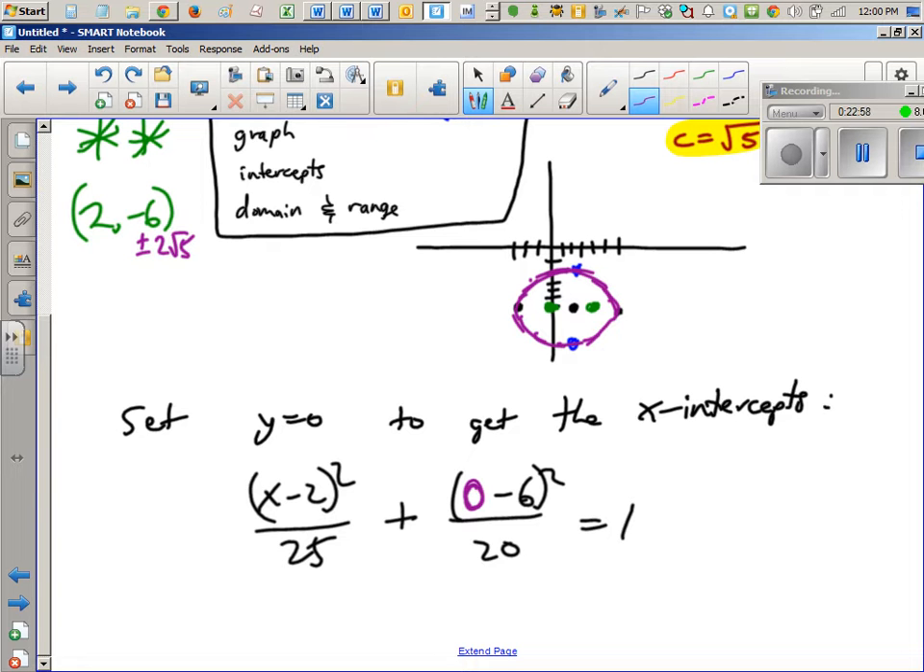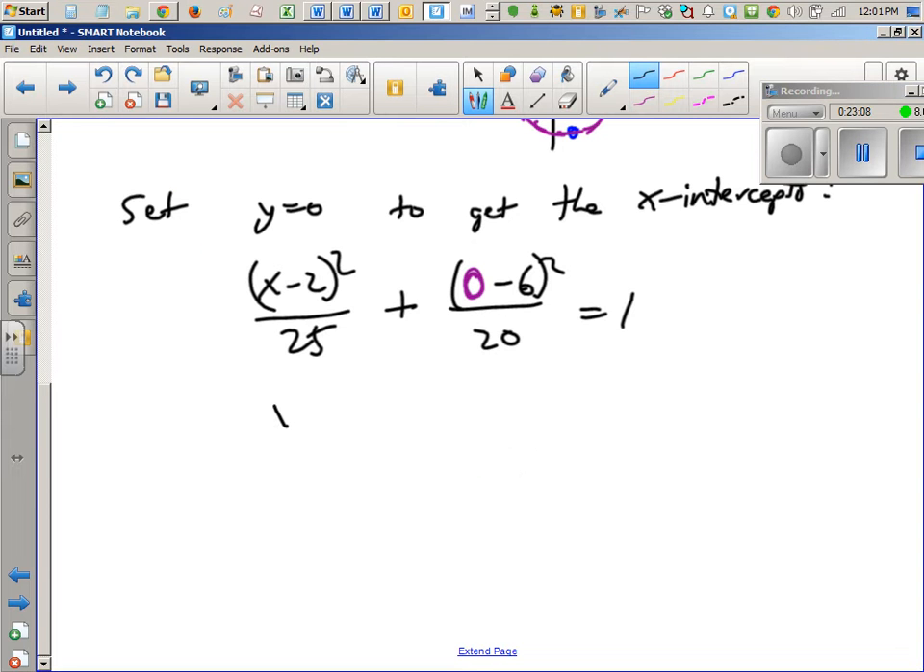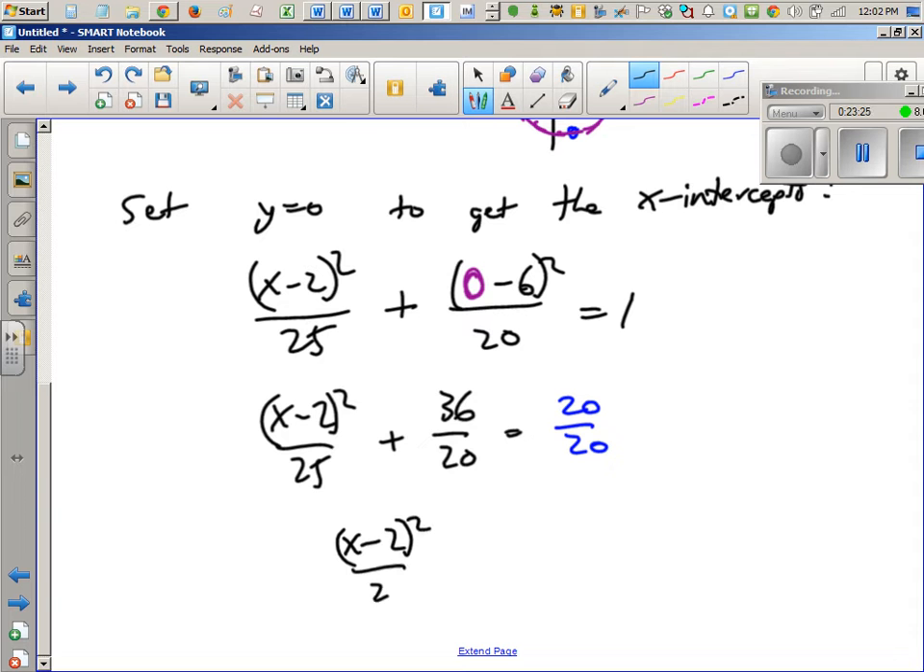It's important you understand that when we get a no solution, it's because the equation won't give us anything, not just because the graph isn't crossing the x-axis. Okay, so hopefully you're getting nonsense because you have (x minus 2) squared over 25, and then this is 36 over 20. You might as well write this side as 20 over 20, same thing as 1. But when you subtract over, what happens? The right side is negative 16/20. And at this point you should feel awkward right now. Like something's not right here.